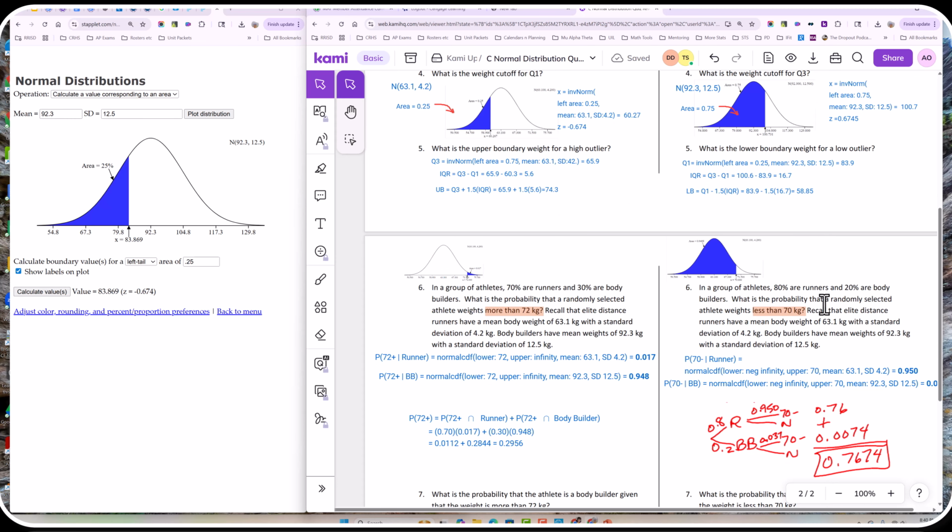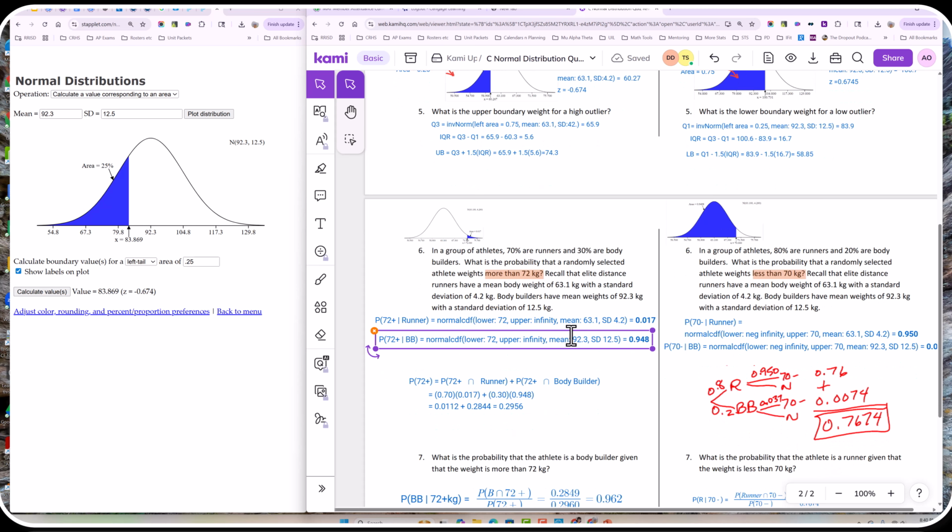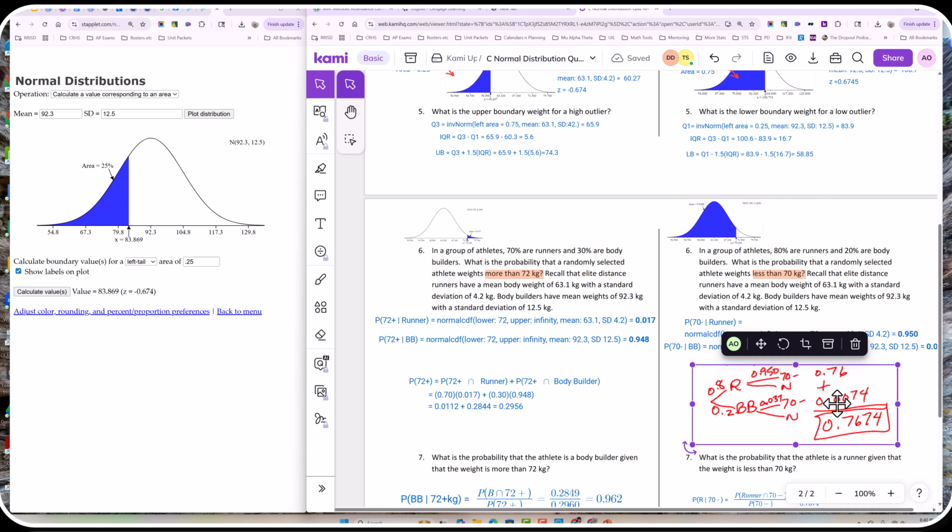So we have basically the same information I had on the previous page. Now I've combined them into the two so you can see them both there, all right? So we have 70% are runners and 30% are bodybuilders. So one of the ways you can do these problems is you can do a list or you can do a tree. So you can see my example with a tree on the right, and this is more straightforward.